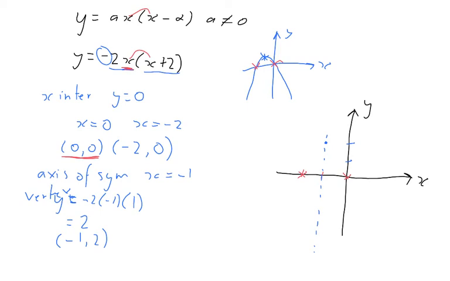So we have our graph now, where we go up and then down. There's our quadratic. There are our two x-intercepts, which are 0 and minus 2. Our axis of symmetry is x equals minus 1, and our vertex is minus 1, 2. That's the coordinate. Okay, thank you.